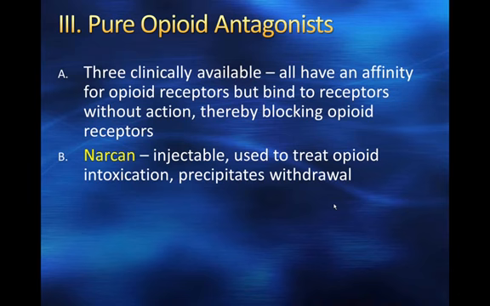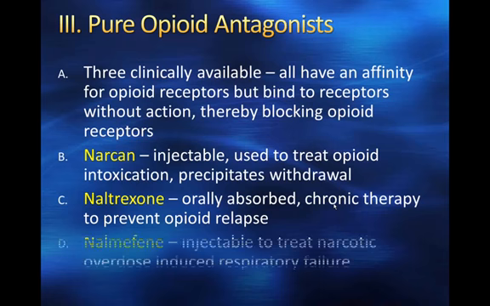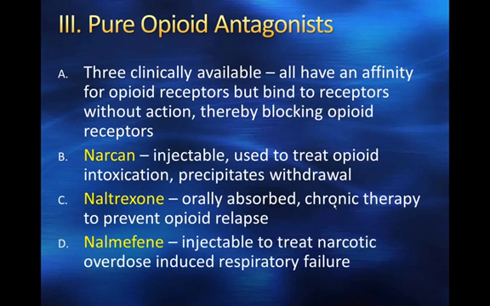Narcan is an injectable, which is used to treat opioid intoxication and precipitates withdrawal. It will keep people from getting high at all if you have them on Narcan. Naltrexone is an orally absorbed antagonist, which is used for chronic therapy to prevent opioid relapse. If people are taking this pill and they end up abusing a drug, they're not going to get high off of it because this will be blocking the receptor. And nalmefene, which is an injectable, is used to treat narcotic overdose, in particular narcotic overdose induced respiratory failure.